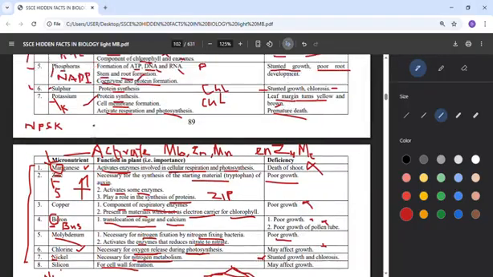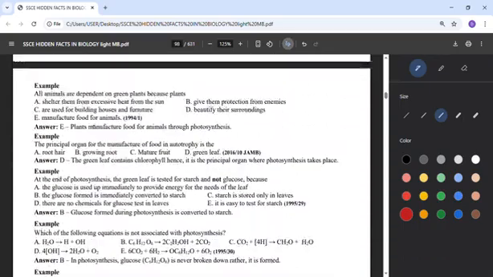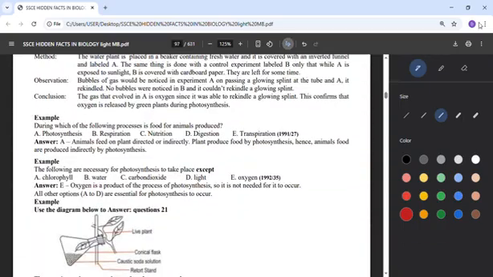So from this class, we have been able to look at the aspect of micronutrients and macronutrients. So thanks for listening.